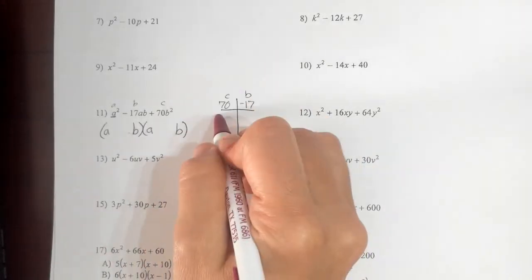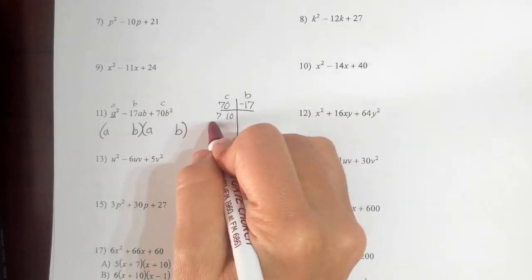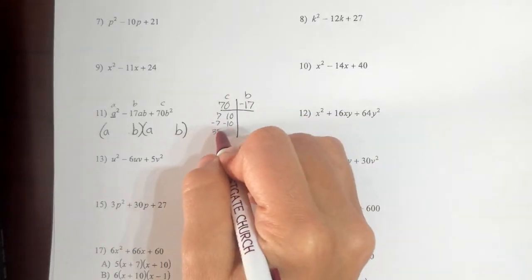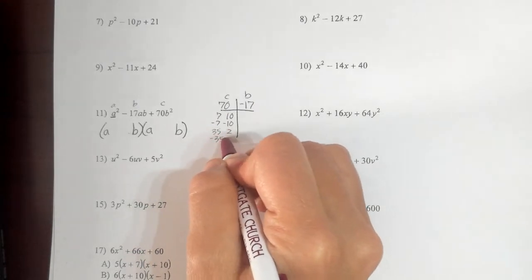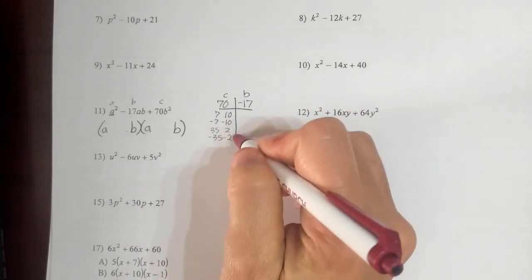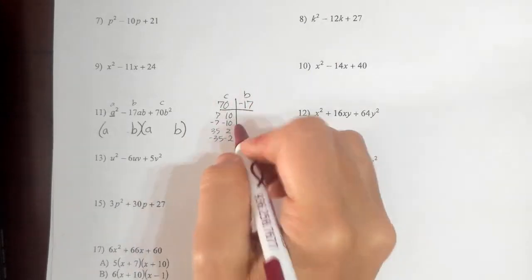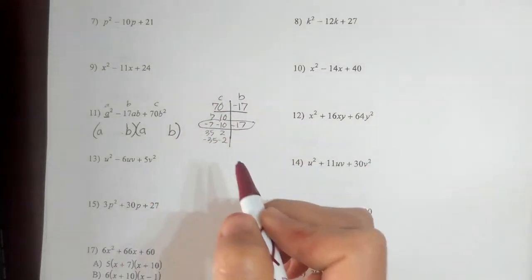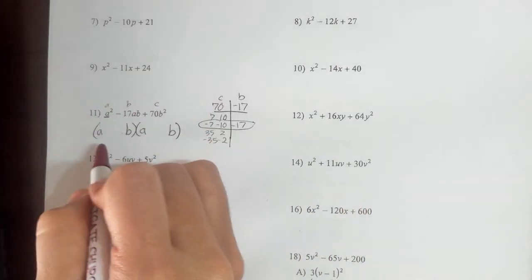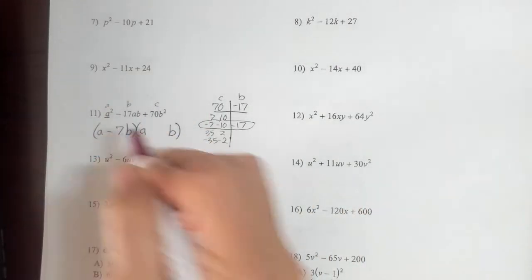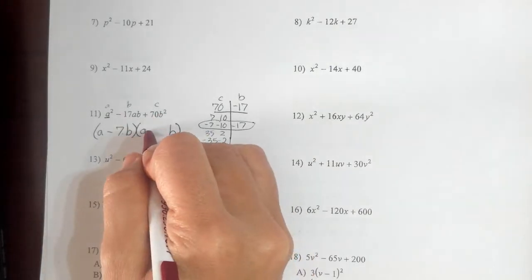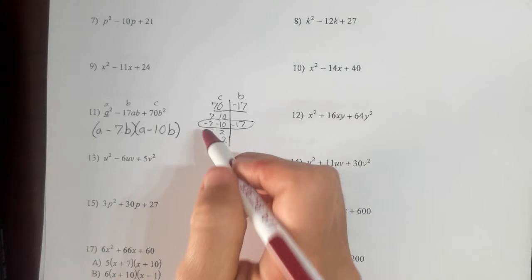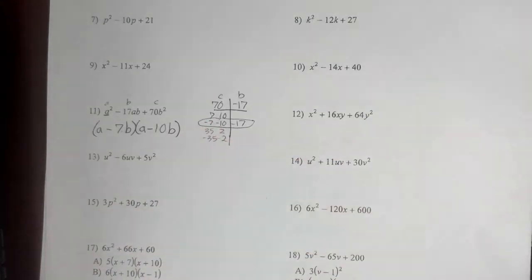Some factors of 70 would be 7 and 10, negative 7 and negative 10, 35 and 2, negative 35 and negative 2. The one that works is obviously going to be the negative 7 and the negative 10. That's going to add up to negative 17. So my factored binomial here is going to be a minus 7b and a minus 10b. Alright, because these are the numbers that you put in there.